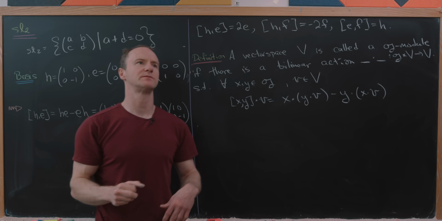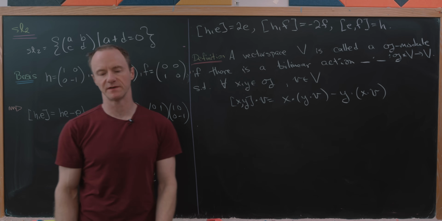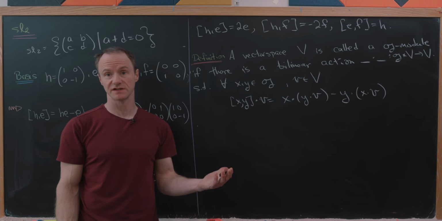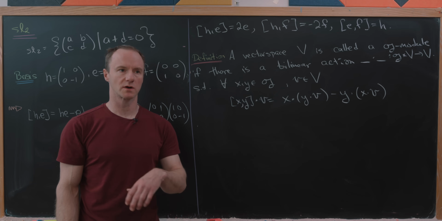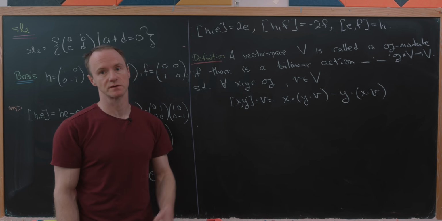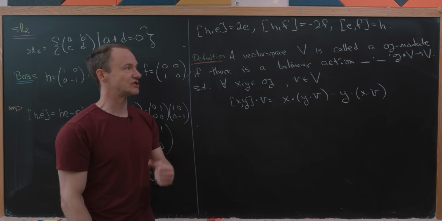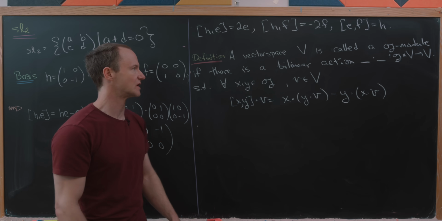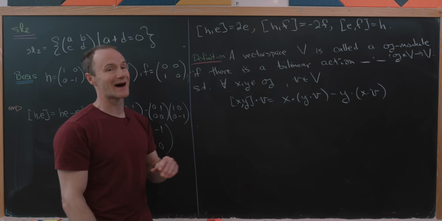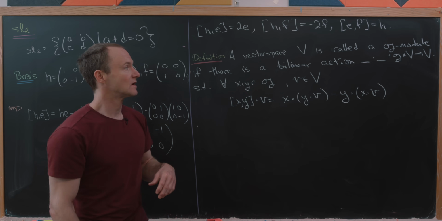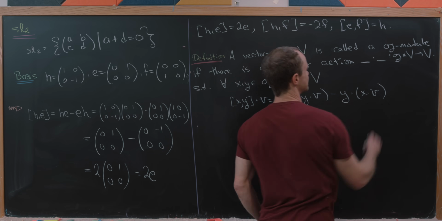And that'll bring us up to the main things that we want to look at in this video, and those are the representations of a Lie algebra, or in other words, using a synonym, the modules of a Lie algebra. So a vector space V is called a G module, or a representation of G, if there is some sort of bilinear action from G cross V to V.